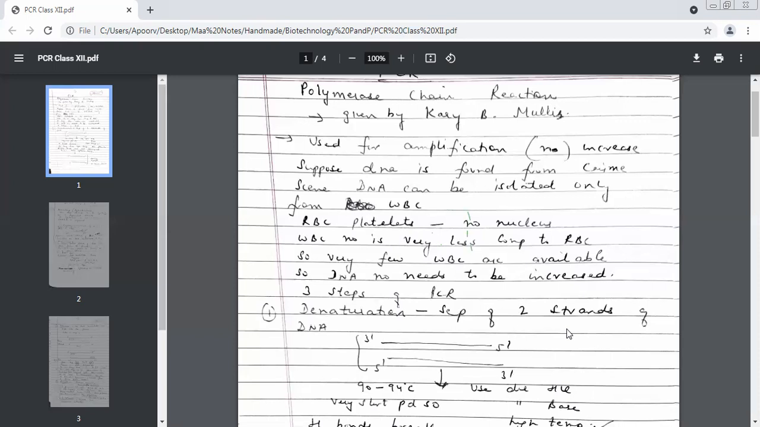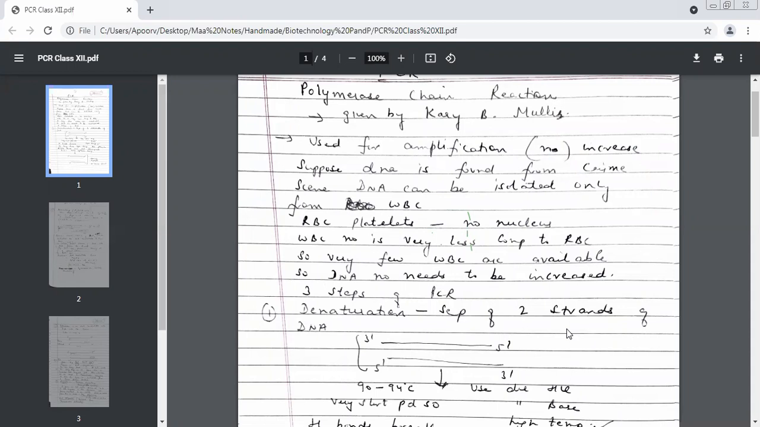Should we keep it at high temperature for many hours or for a very short span of time? Short span of time. Why don't we keep it for a long time? Because if we keep it for a long time, the phosphodiester bonds will also break. Very good. We need to break only which bonds? Hydrogen bonds. Excellent. We want to break only hydrogen bonds, so we'll keep it for a very short time.